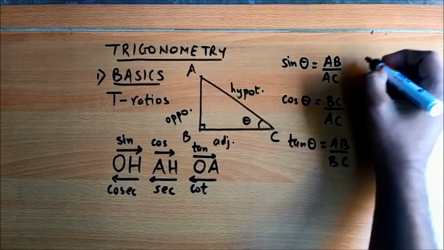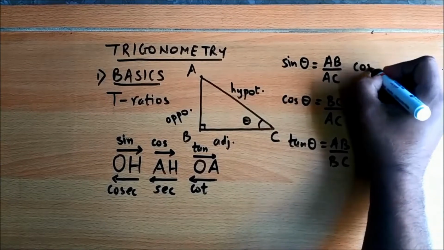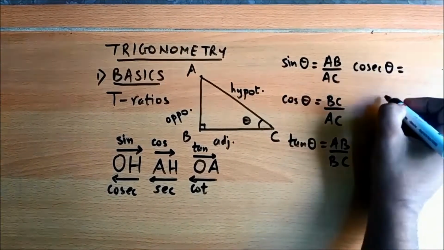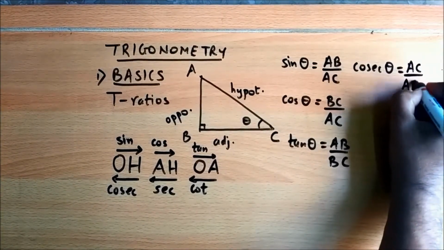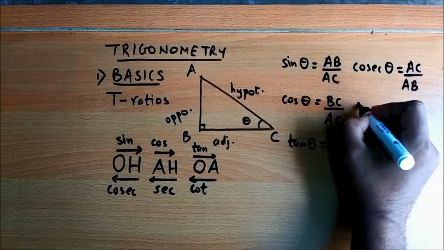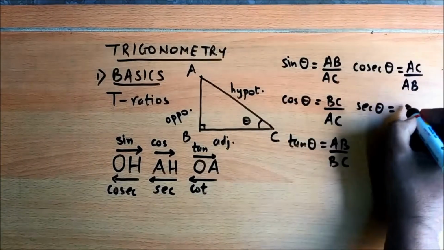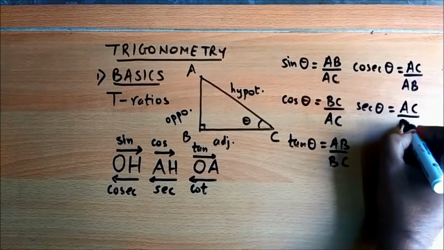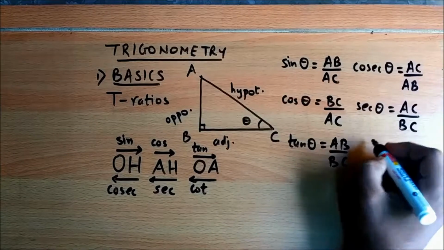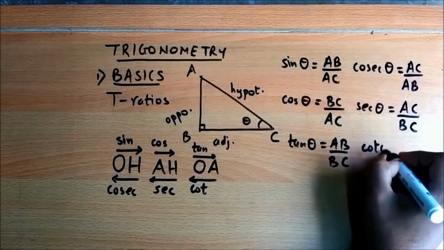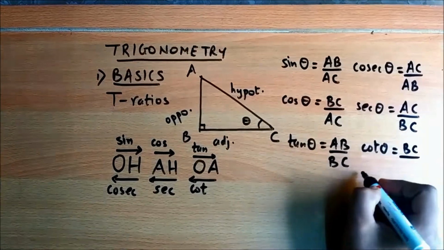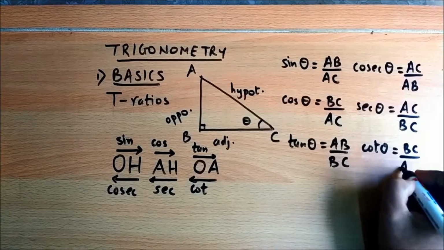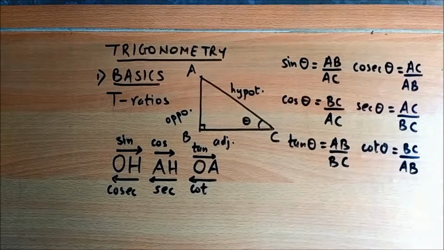Now, there are reciprocals. What is the reciprocal of sine? It is cosec. Yes, cosec. So it would be AC, hypotenuse, upon AB, that is opposite. Next comes the sec ratio. Sec will be AC upon BC. Lastly, the cot ratio, reciprocal of tan. So it would be BC upon AB. Yes, so that is the cot ratio for you. Let's proceed now to the next set of formulae.